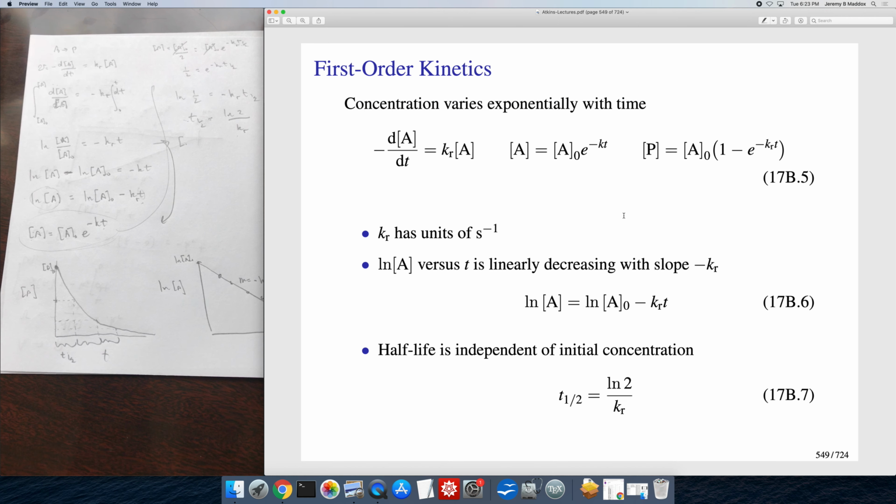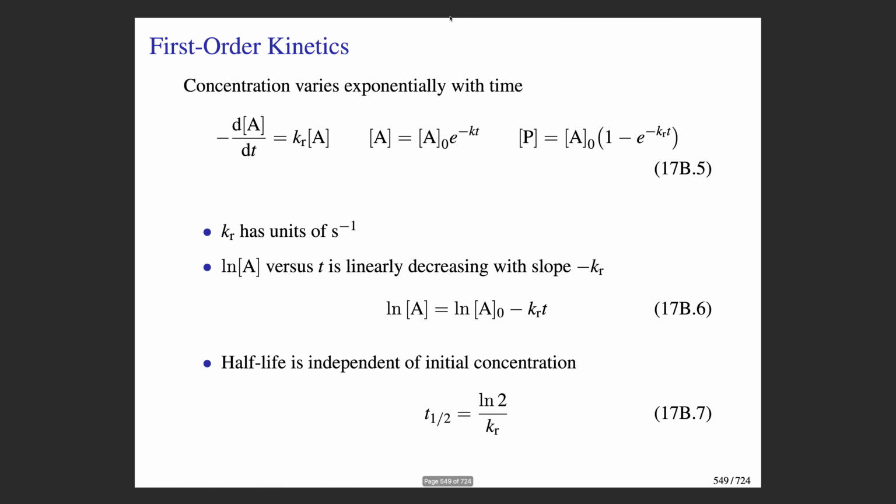Let's look at the cleaned up results here. So here I've got all of the important formulas at the top. If you want, you can also derive for yourself how the product concentration changes. Species A decreases exponentially. You're going to find that the product increases exponentially. The rate constant from the rate law has units of reciprocal seconds. And I've already discussed the linear form of the natural log of A versus t graph and the half-life formula. And so these are all very important features.